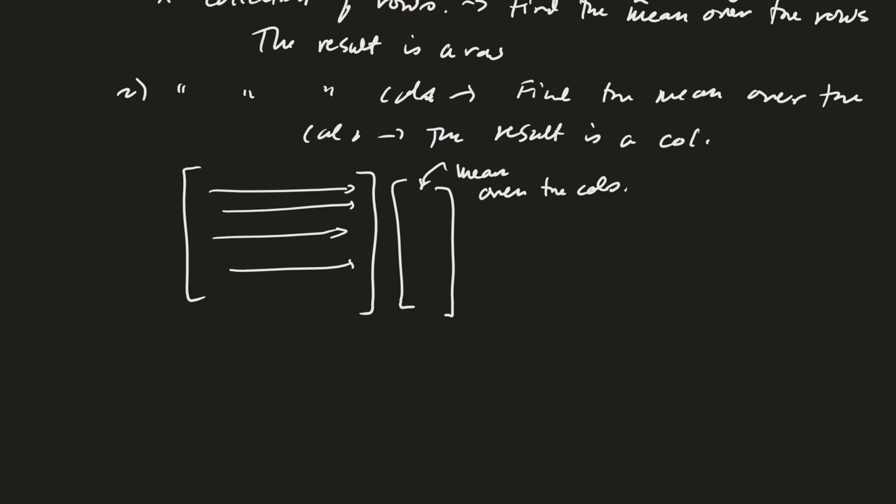Now I should say that I think there's a command column mean in Python, and that means something different. That's actually going to mean take the mean down the columns, and so you would end up with a row. We'll have to be careful about our language for that bit. Okay, then finally, you can think of a matrix as a collection of numbers.